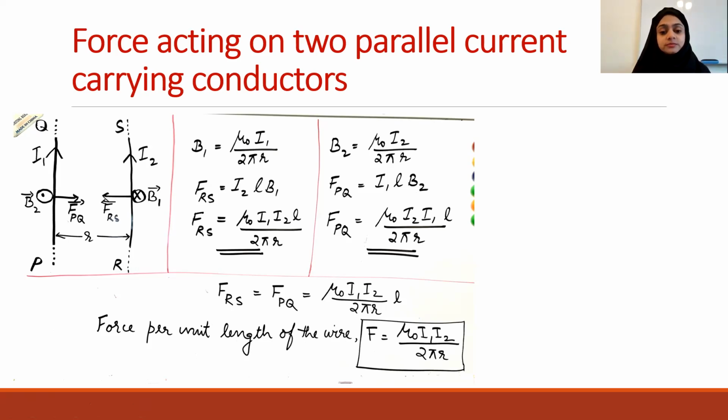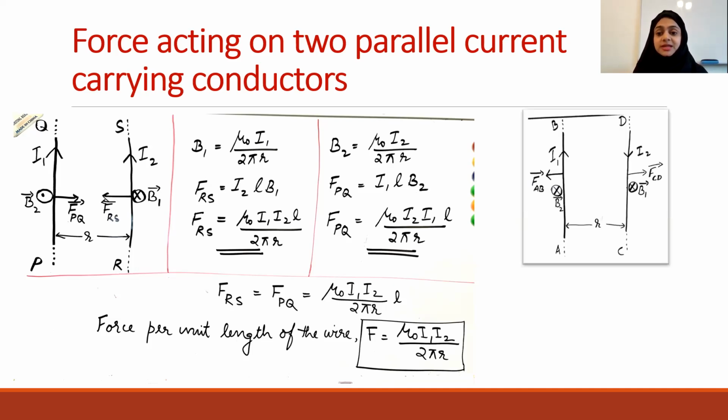Okay, so you have to memorize this formula. Now let me consider another case. What difference do you find in this figure and this figure? What difference do you find?